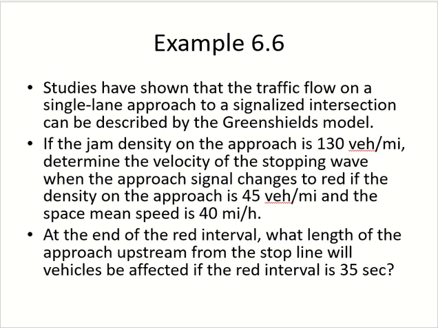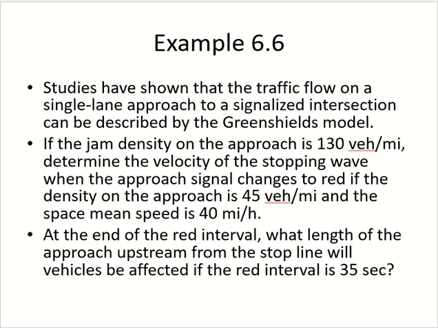Studies have shown that the traffic flow on a single lane approach to a signalized intersection follows the Greenshield model. Jam density is given. We have to find the velocity of the stopping wave when the approach signal changes to red, if the density on the approach is 45 and the space mean speed is 40. And at the end of the red interval, what length of the approach upstream from the stop line will be affected, if the red is for 35 seconds?